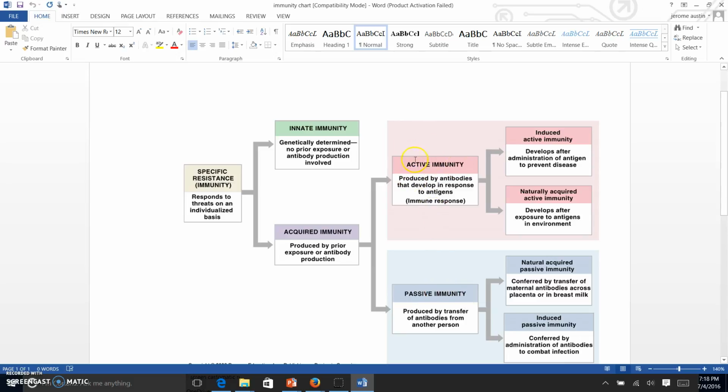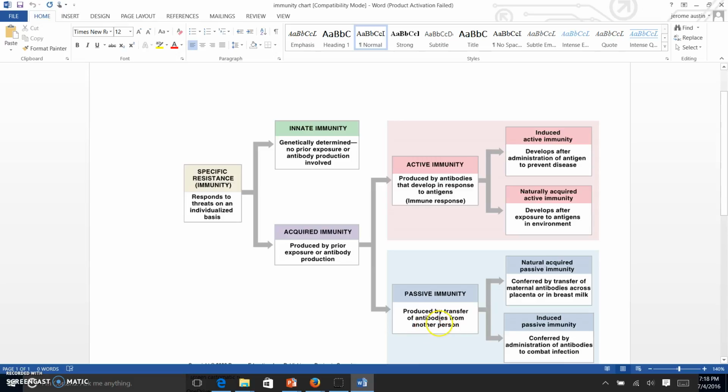Now, if something is an active immunity, what that means is that we need to produce our own antibodies against whatever that is, against the antigen, against the invader. If we have a passive immunity, that means that we are able to receive antibodies from somebody else.